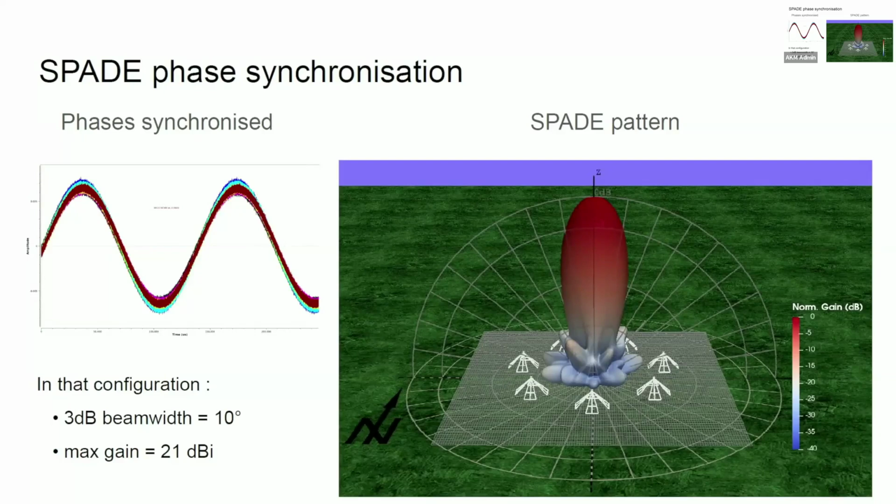In that case, we had a 3 dB bandwidth of 10 degrees and a max gain of 21 dBi. That's much more than only one SPADE element, and that's much more directive also.